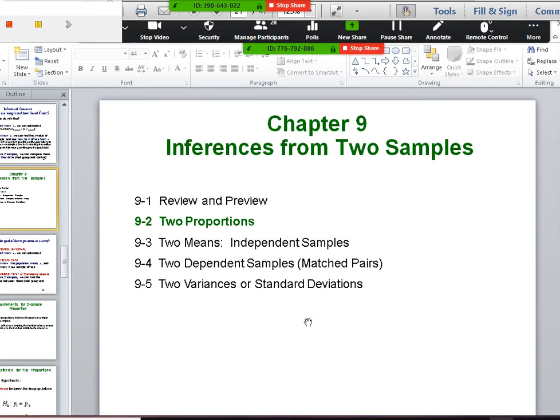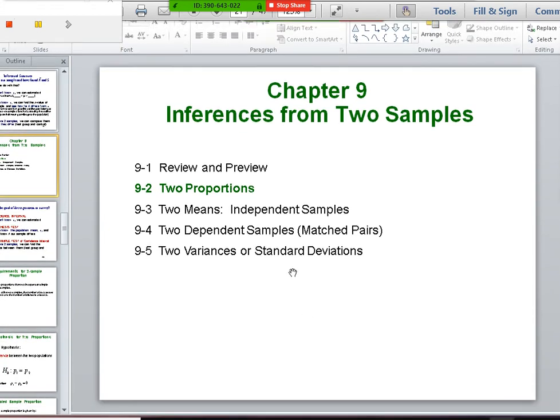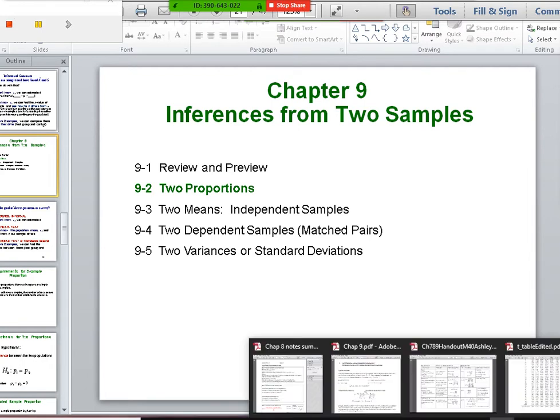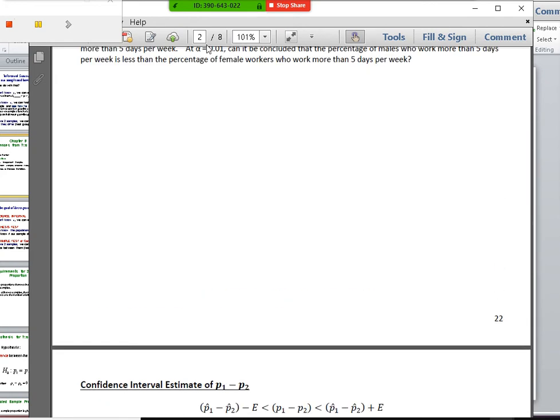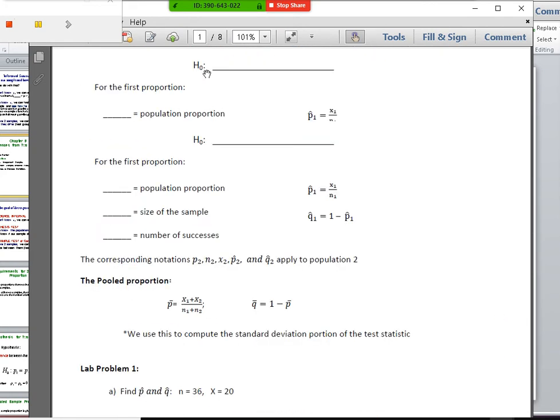I'm going to go into Chapter 9. So now pull out your Chapter 9 notes. Chapter 9 notes. You need those. Grab them. They look like this?